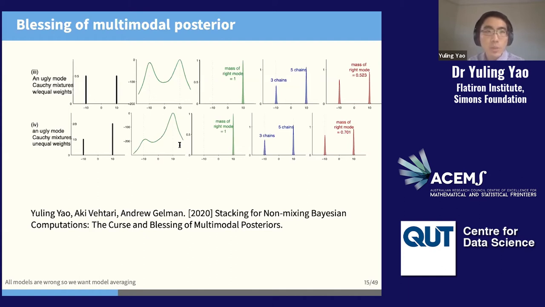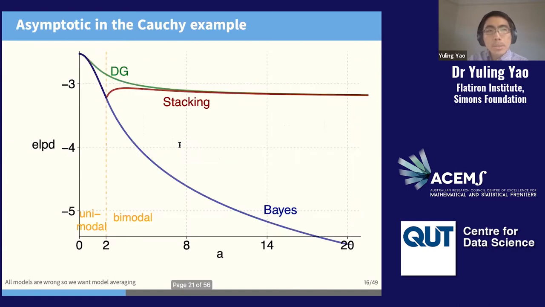I'm not saying you should always do that when you have non-mixing computation, but it's sometimes a quick solution to the problem. I would refer to that as a blessing of multimodal posterior. And if we do some theoretical analysis, at least in this Cauchy example, the result from this stacking of multiple chains is actually better than the exact Bayes solution, where A is the distance between the two Cauchy components.